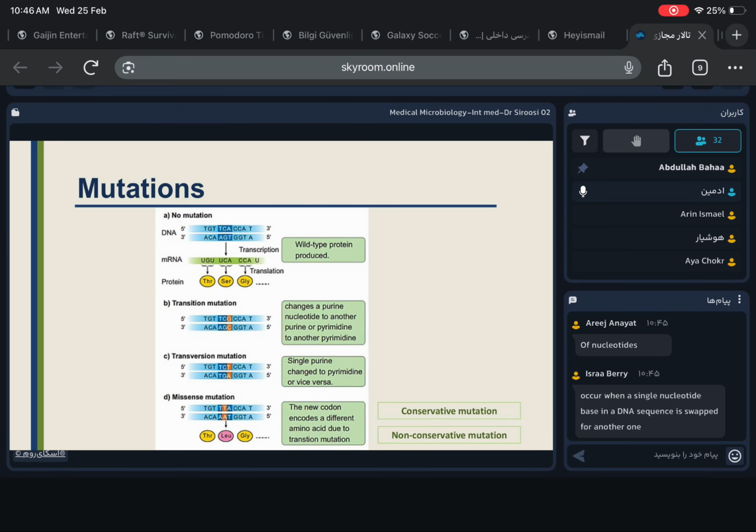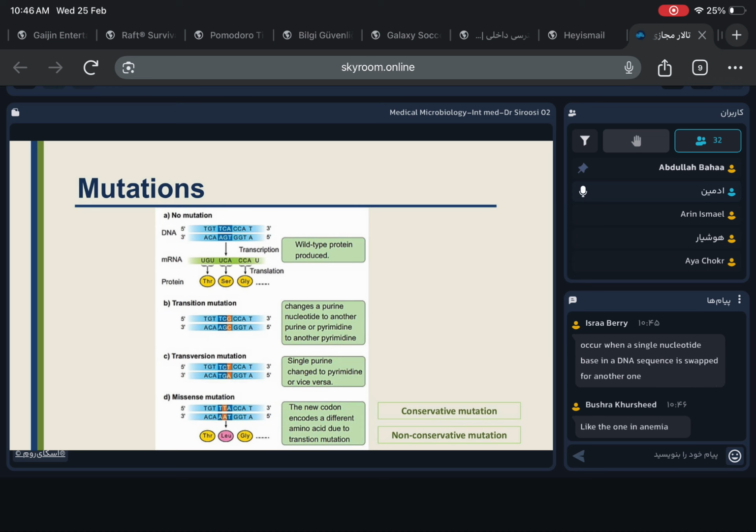Mutation which leads to change in amino acid reading, single nucleotide base in DNA is swapped for another one. You know, in missense mutation, as you can see in this picture, there was a serine amino acid in the protein, and now it's replaced by a leucine. Okay, so as you can see, there is a change of amino acid in the amino acid sequence of the protein, and it is called the missense, as you told me correctly.